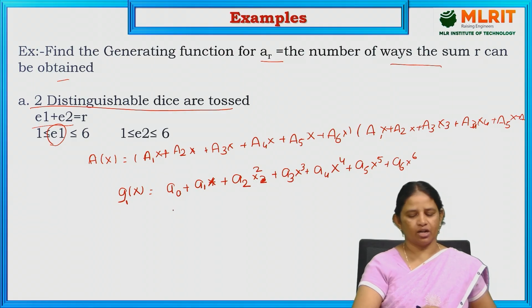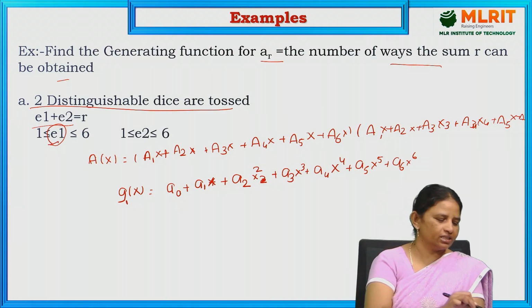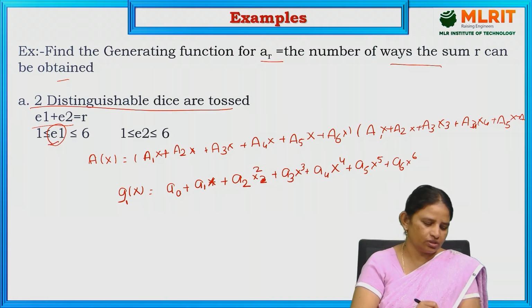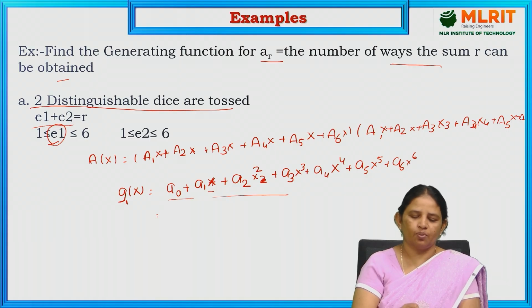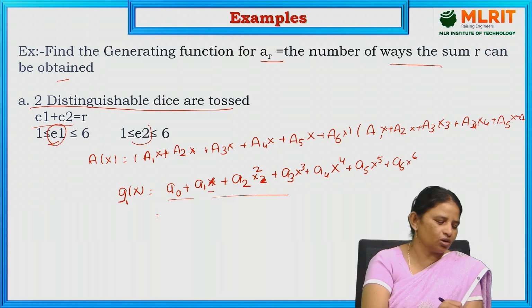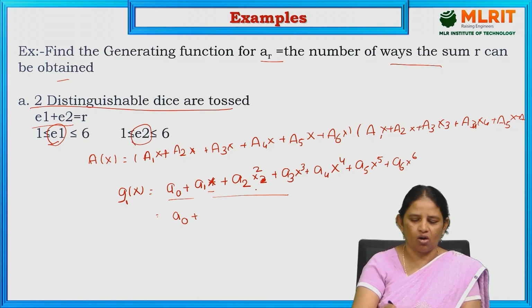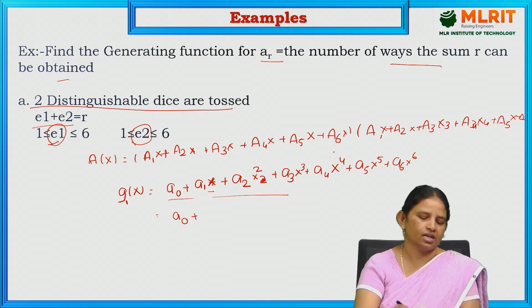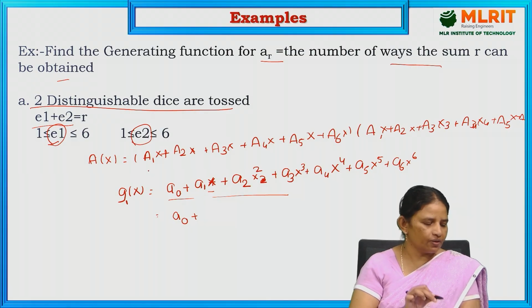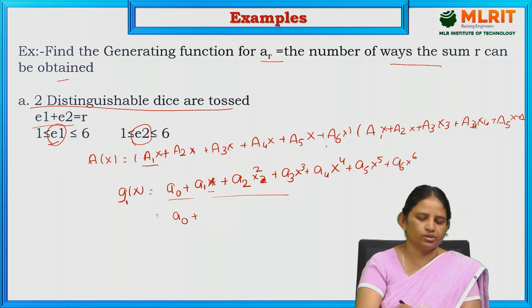So, the first die value is in between 0 to 6. e1 is the first die, which means 1 to 6. That is, we have to consider the first term to the sixth term. All values are 1 to 6 only. That is the first term. About the second term, the second die is also in between 1 to 6. That is a0 plus a1x, that is the first die. All these are the terms: a1x plus a2x plus a3x plus a4x plus a5x plus a6, because the e1 value, the first die value, is in between 1 to 6. Then after that the second die, also the same thing.